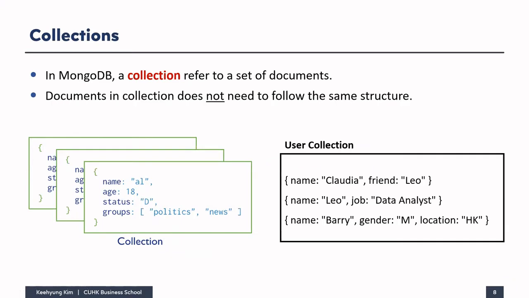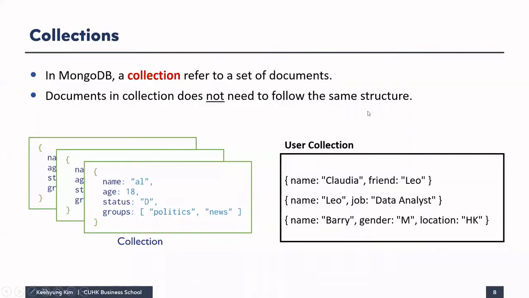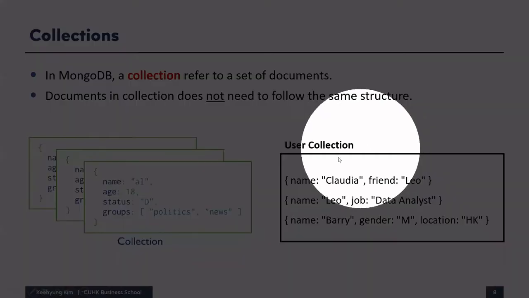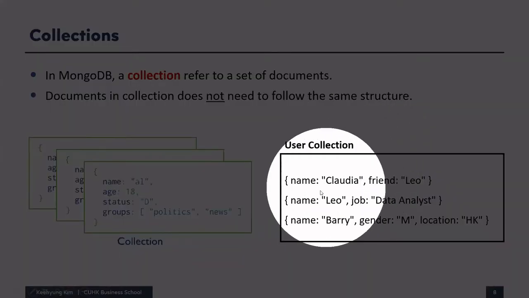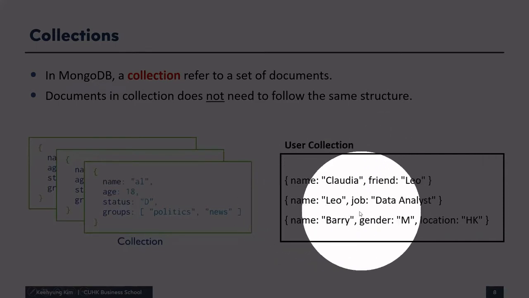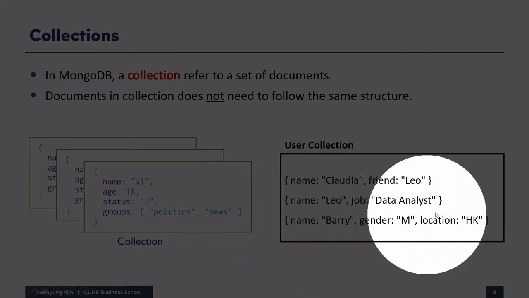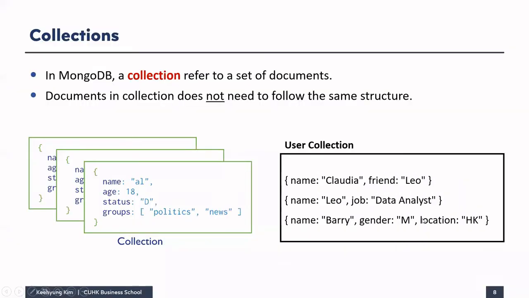And again, as I told you earlier, the documents in a collection do not need to follow the same structure. Every document in a collection might have a different structure because MongoDB supports flexible data modeling. So the first user document, about Claudia, may have a field friend, but the next document, about Leo, may have another field job, and it may not have any field about the friend. And another document may have name, gender, location like this. So different documents do not need to follow the same structure, even though they are in one collection.